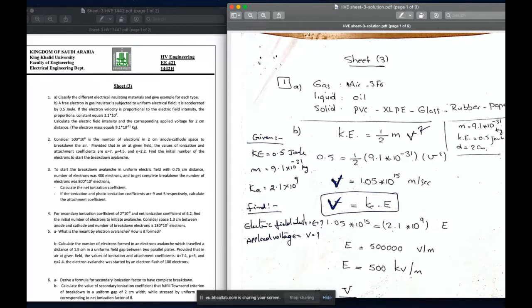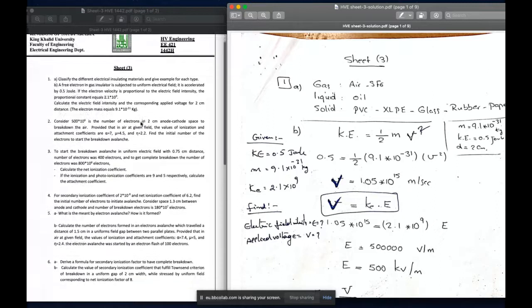So we can basically divide the insulating materials into three types: gas, liquid and solid. For gas, you can take air and SF6 as examples. For liquids, you can take different types of oils. For solids, you can take many examples like PVC, XLPE, glass, rubber, paper, etc. For a better explanation, you can see the theory lecture.